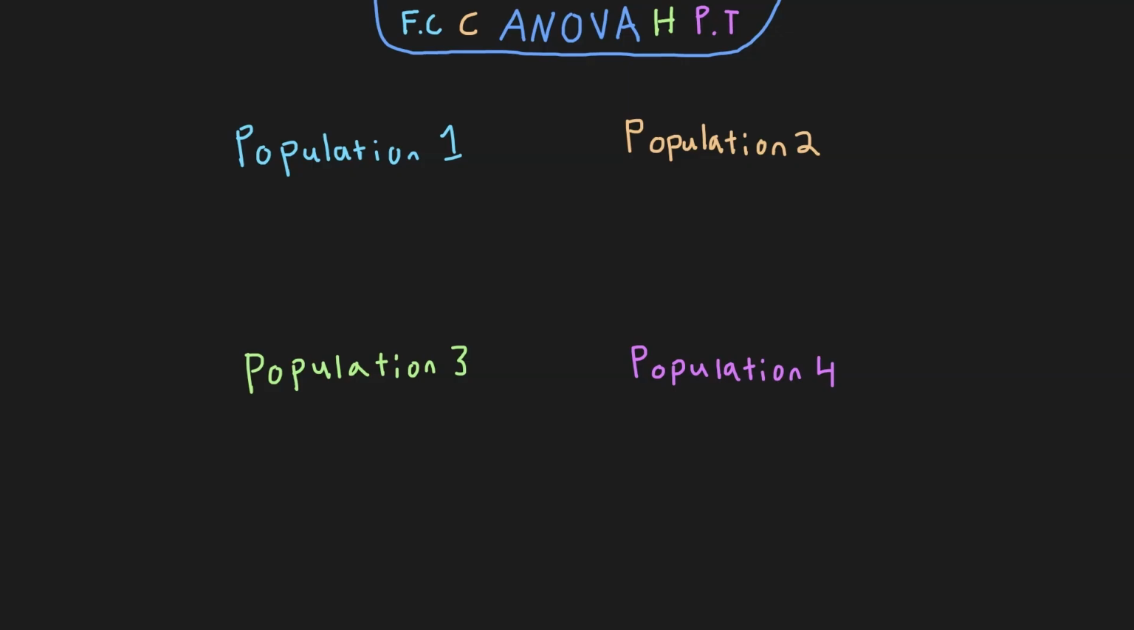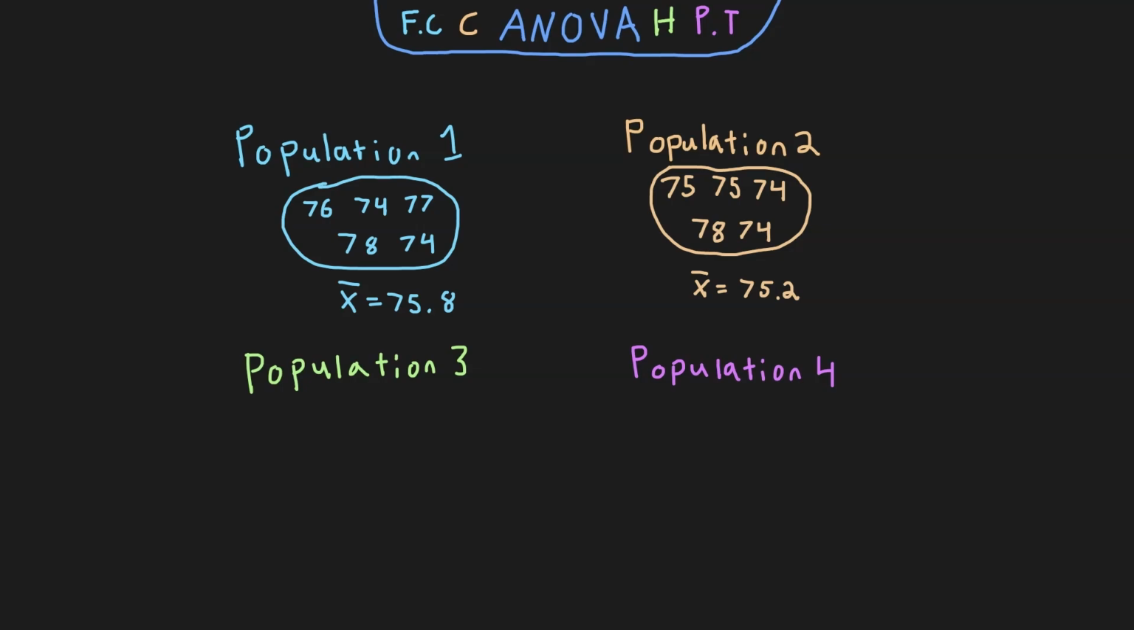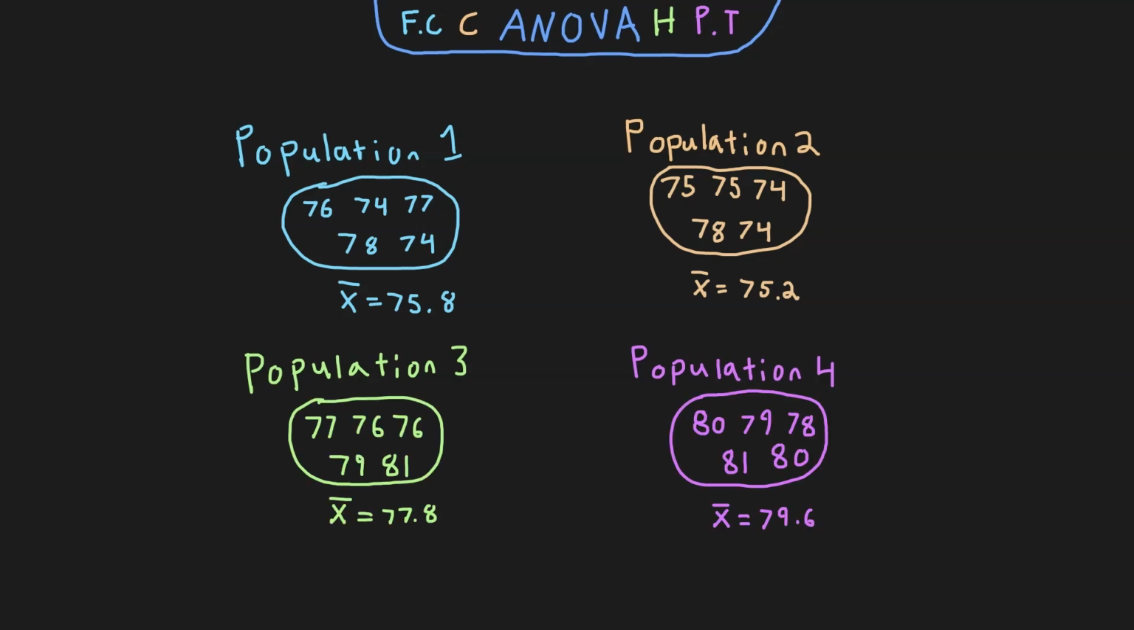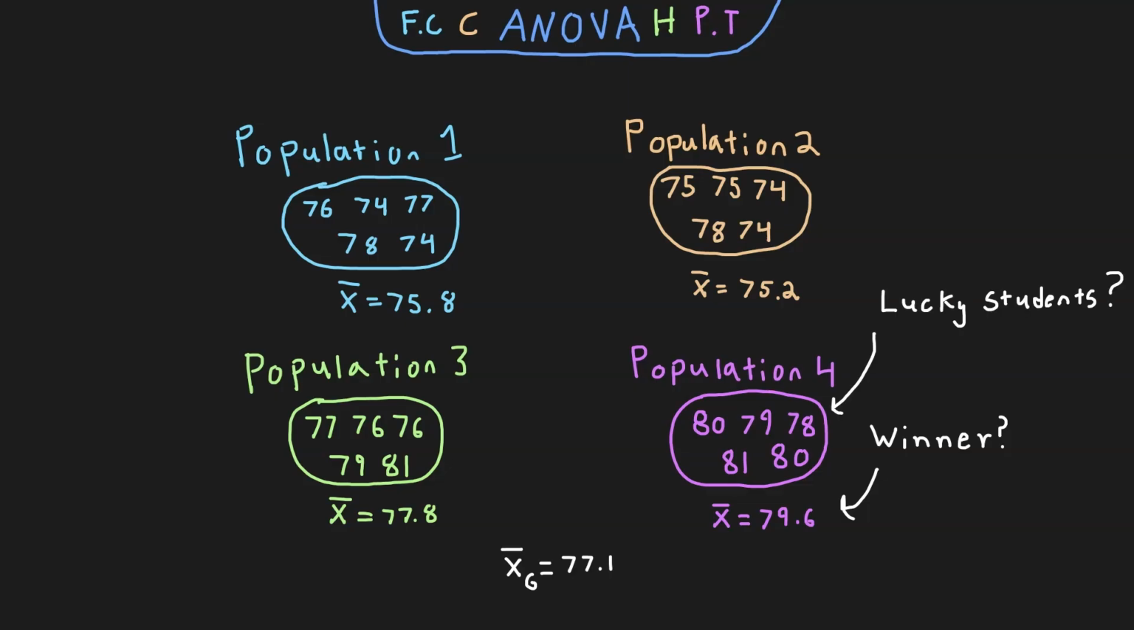After gathering the data, we have the average grades of each group. These were flashcards being 75.8, cramming being 75.2, highlighting with 77.8, and practice tests with 79.6. With the overall grand mean being 77.1. From first glance, practice tests look like the winner, but is it a real win, or did the group just happen to get the students with the higher average grades by luck? Remember, we are just looking at samples right now.